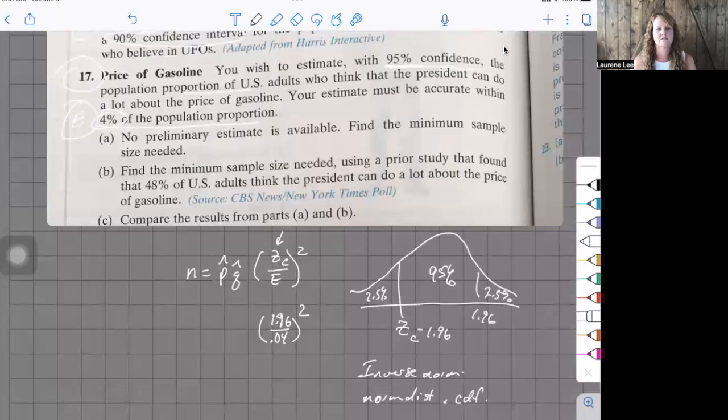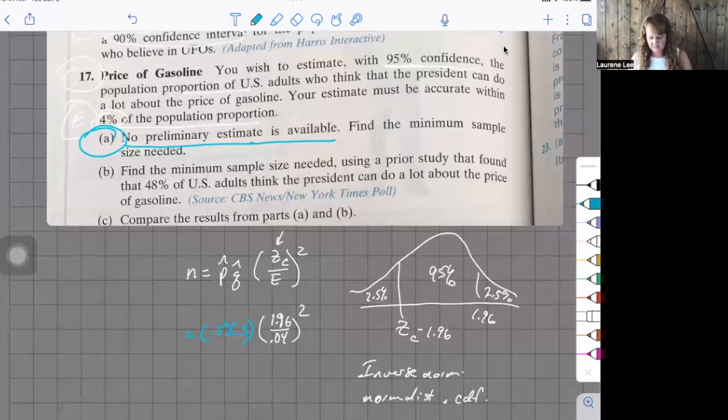There's two ways that this is going to work. If no preliminary estimate is available, and we don't have any idea what percentage of the population thinks that the president can control gas prices, then we're going to use 0.5 and 0.5. The way the math works is that using 0.5, half and half, gives you the largest possible answer. So if you don't have a preliminary estimate, you just take the biggest possible situation, which is when p and q are 0.5.